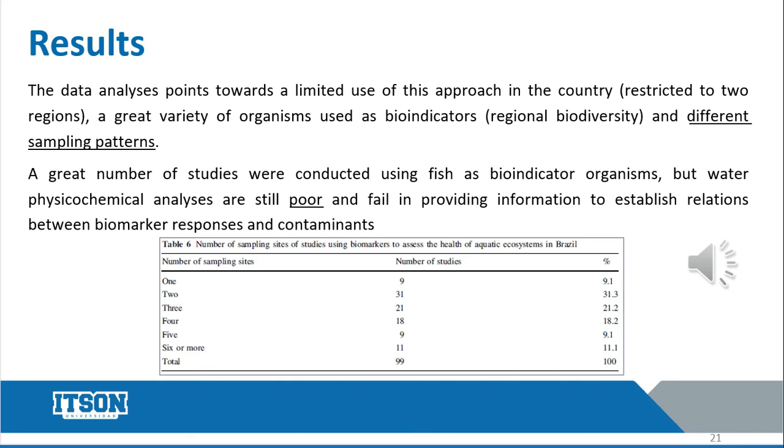In the table, we can see a disproportionate sampling pattern, with the lowest being 9.1% and the highest 31.3%. A great number of studies were conducted using fish as bioindicator organisms, but the water physicochemical analyses are still poor and fail in providing information to establish relations between the biomarker responses and the contaminants. The physicochemical analysis can be prioritized more in the future.